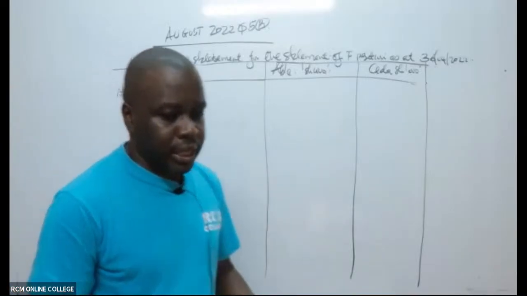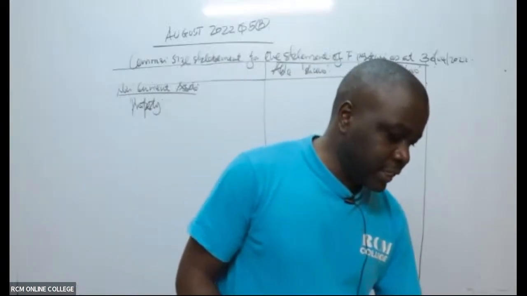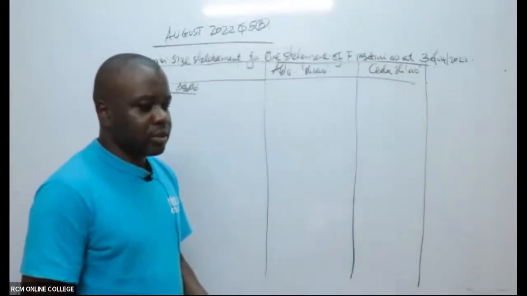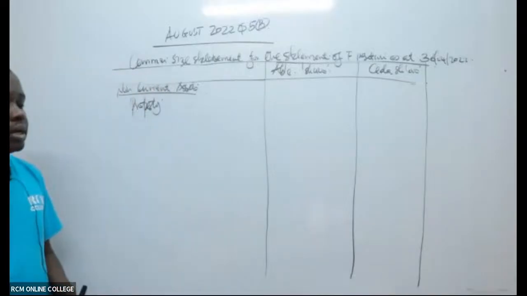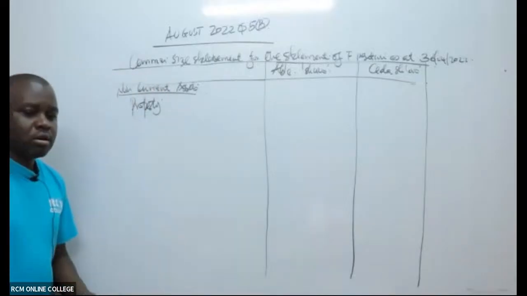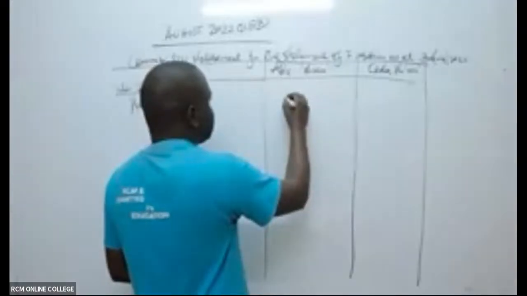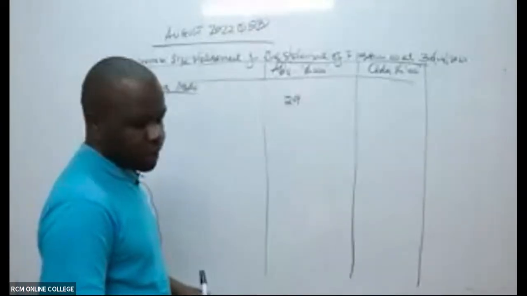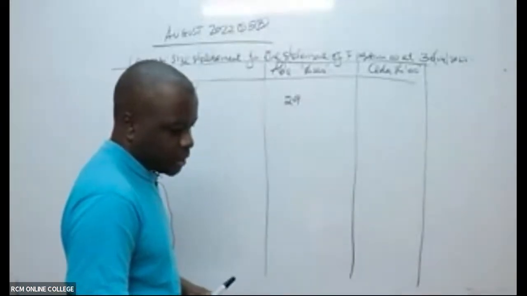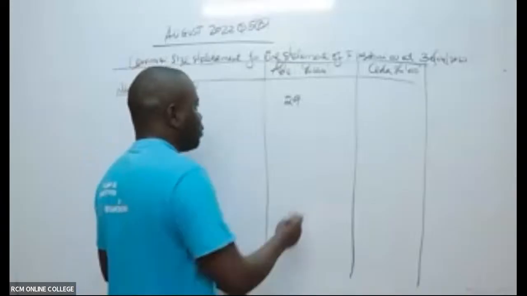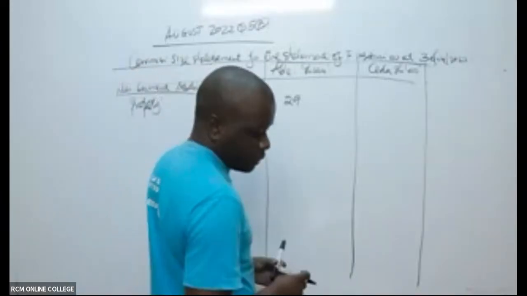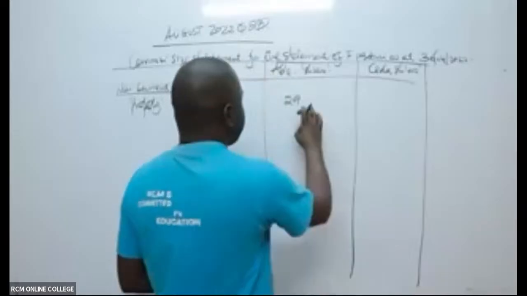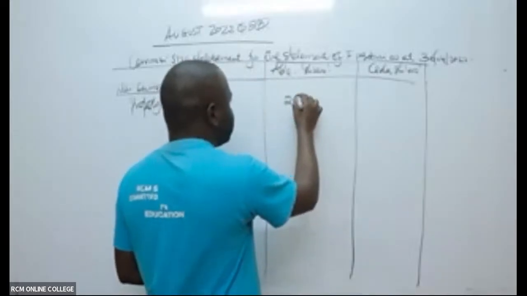I can see J says 29.2%. Is it correct? I can see T also says 29.2. You can round off to the nearest figure so that you have whole numbers. Everyone is saying 29.2, so maybe we can round off to whole figures. Let's use just 29%.